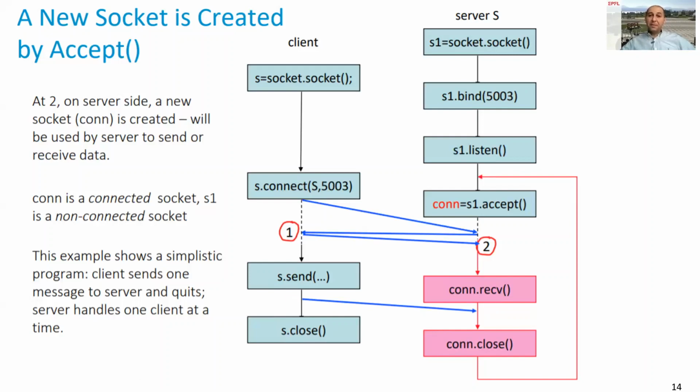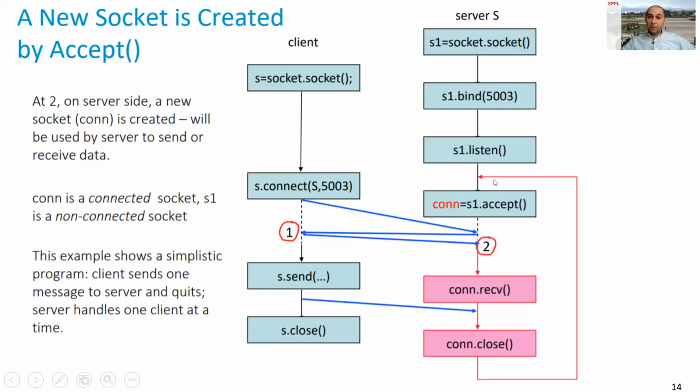Now, it's not efficient, because with this diagram, we can serve only one client at once. So we cannot serve many clients at the same time. We need to finish serving the first client to be able to take another client, connect it, and create a new connected socket so that we can establish the communication. So it's not efficient at all.